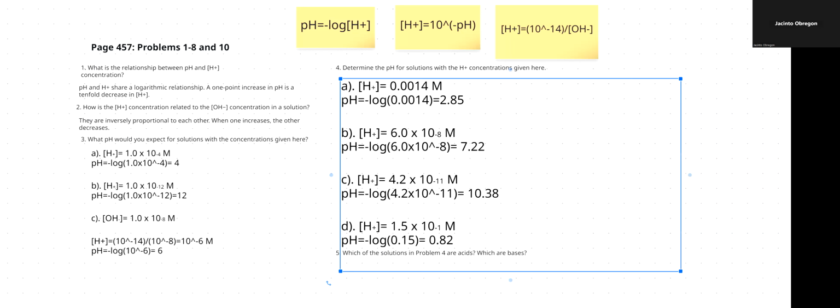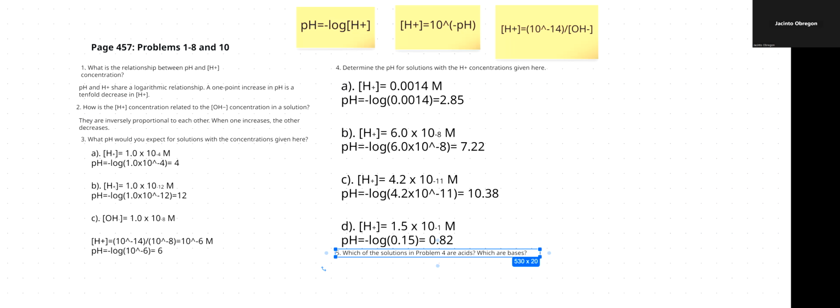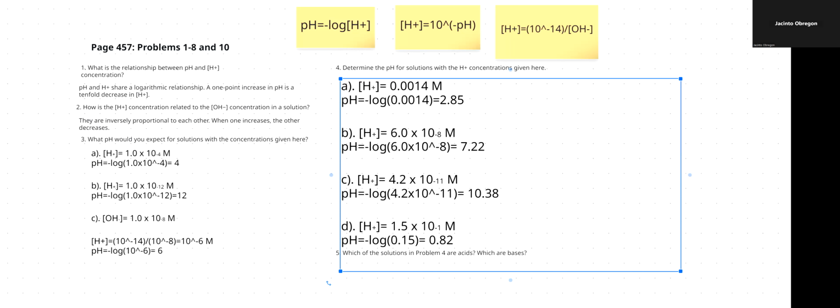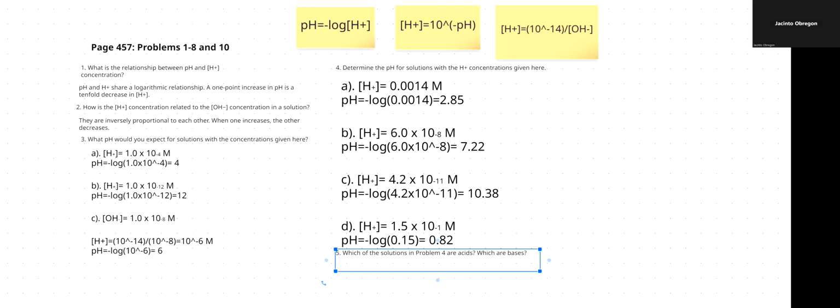And for number 5, which of the solutions in problem 4 are acids, which are bases? So let's look at A. Remember, anything that is below a 7 is an acid. Anything that is above a pH of 7 is a base. So over here, we've got anything under a 7, 2.85 and 0.82. So we know that parts A and D are both acids because it's below 7, while parts B and C are both bases because they are above a pH of 7.